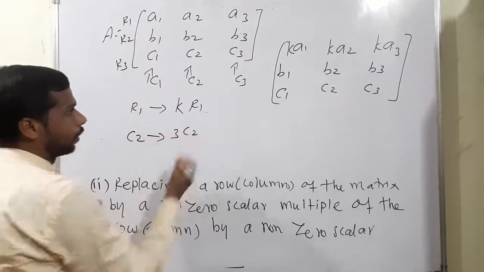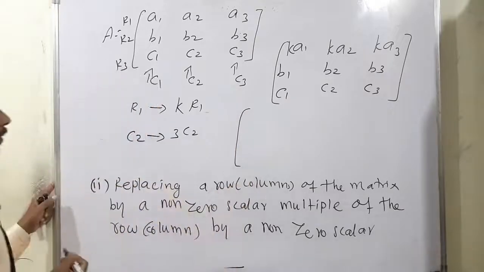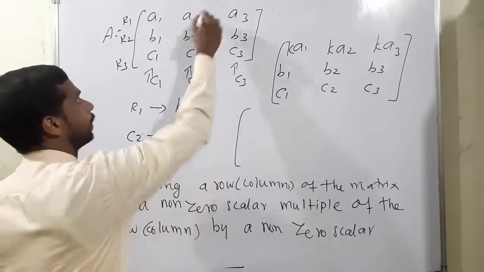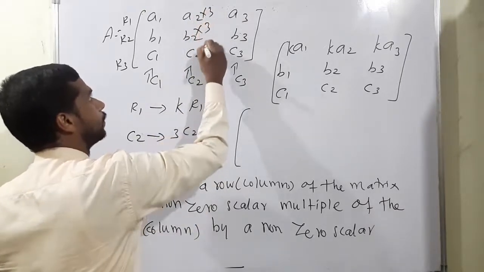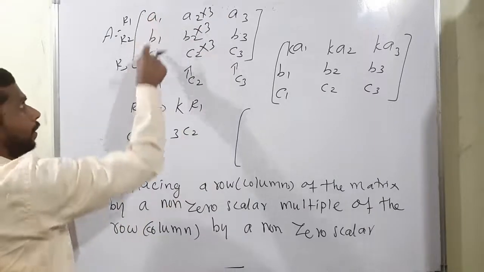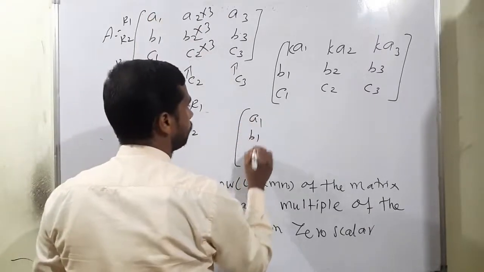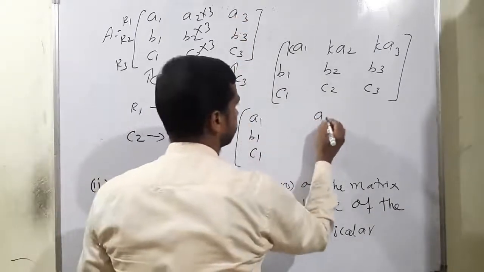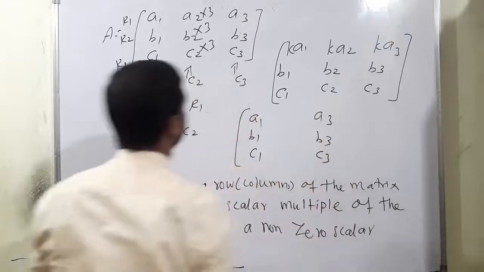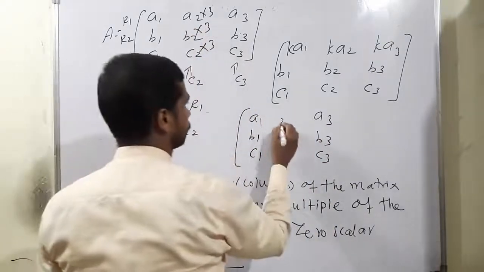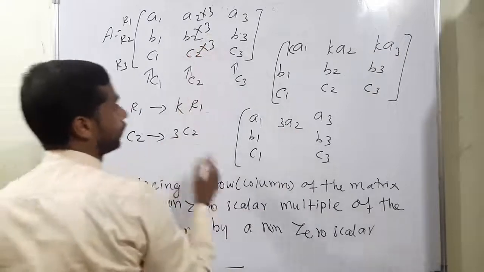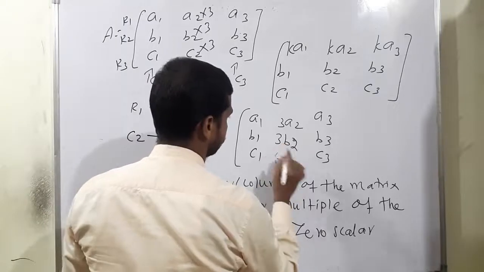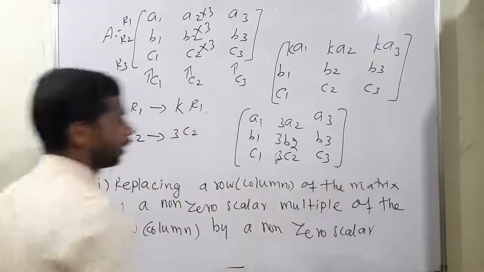For columns, we apply it to C2 with any number, say 3 into C2. The complete C2 column is multiplied by 3, here also, and here also. The remaining columns stay as they are: A1, B1, C1 and A3, B3, C3. In the middle we get 3 A2, 3 B2, and 3 C2. This is condition number 2.